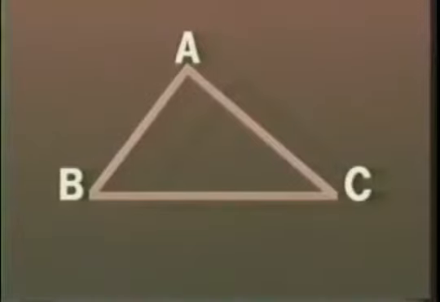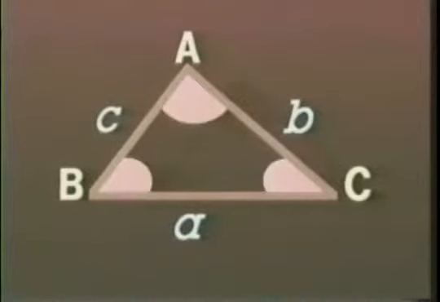Consider the oblique triangle ABC. No right angles. The angles are identified by capital letters, and the side opposite each angle is identified by the corresponding lowercase letter, side a opposite angle A, and so on. Let's develop some equations which describe the relationships between the sides and angles. Once this is accomplished, it'll be possible to solve any oblique triangle with only a few given values.